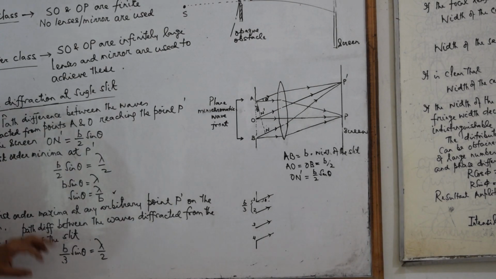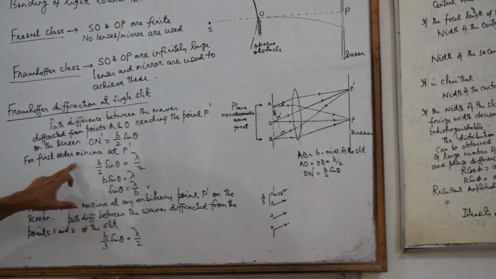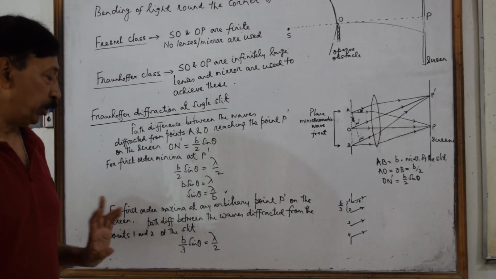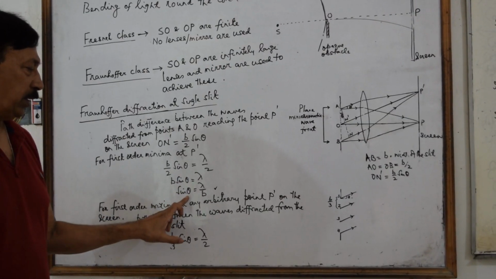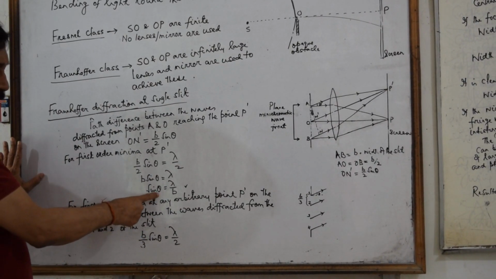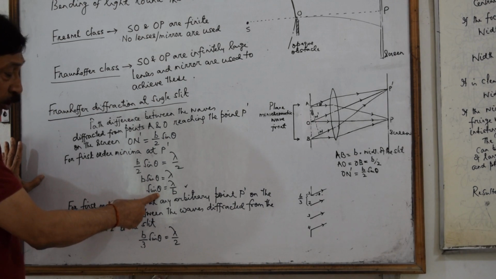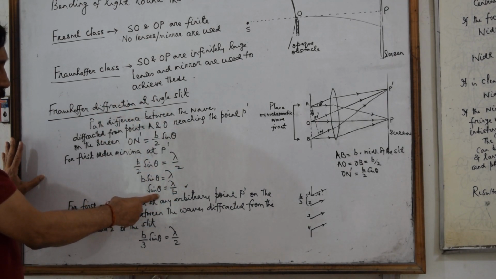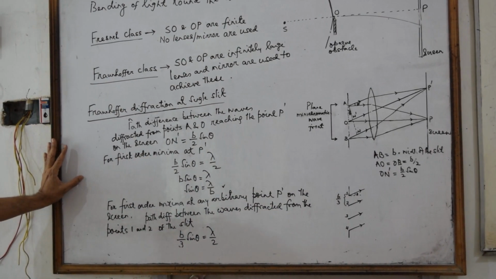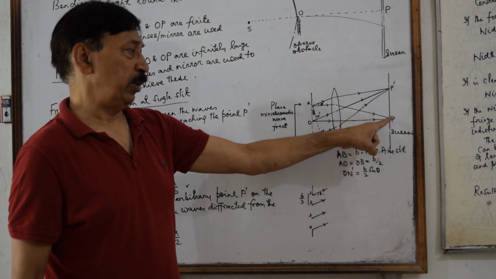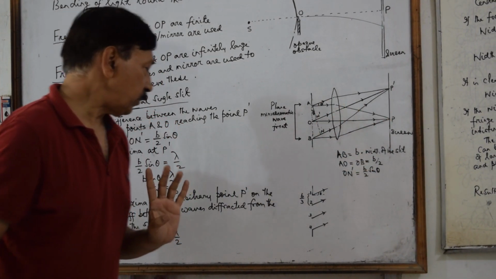And therefore, we can write for first order minima at P prime, b/2 sin theta equals lambda/2, so b sin theta is lambda, and sin theta equals lambda/b. For small theta, sin theta is equal to theta, so we can get the angular position of the first order minima from here: theta equals lambda/b. And this will be on either side, obviously, of the central point P on the screen.